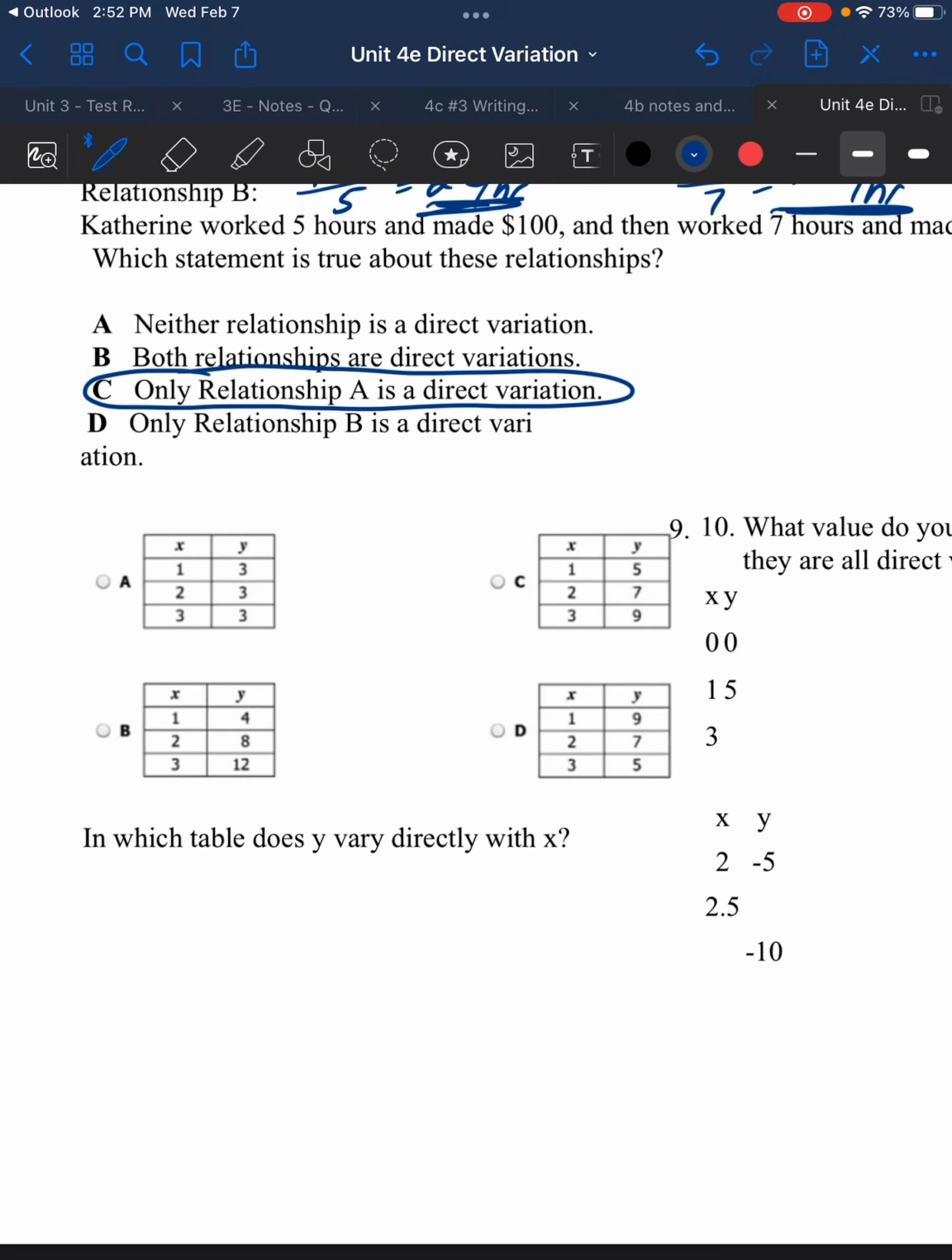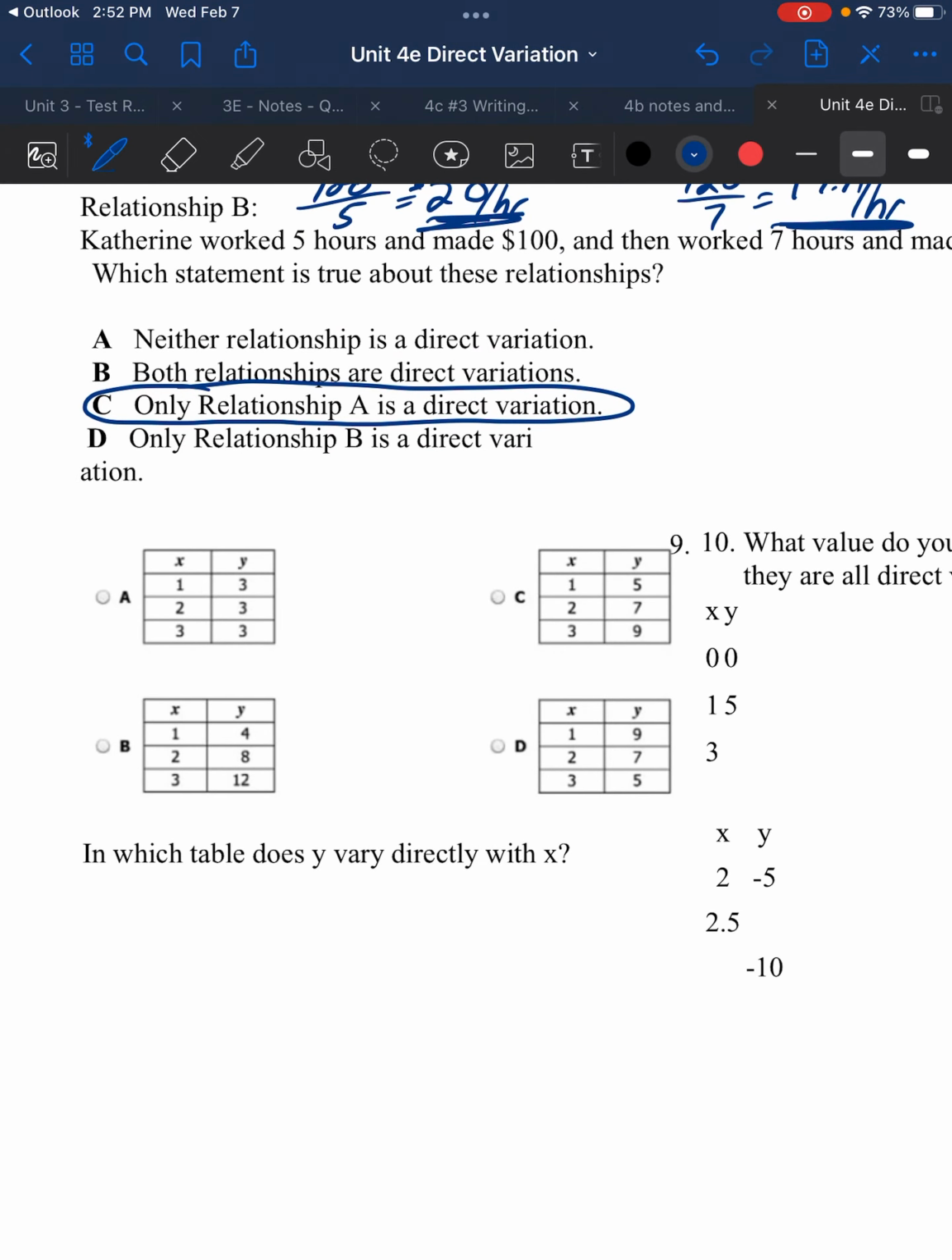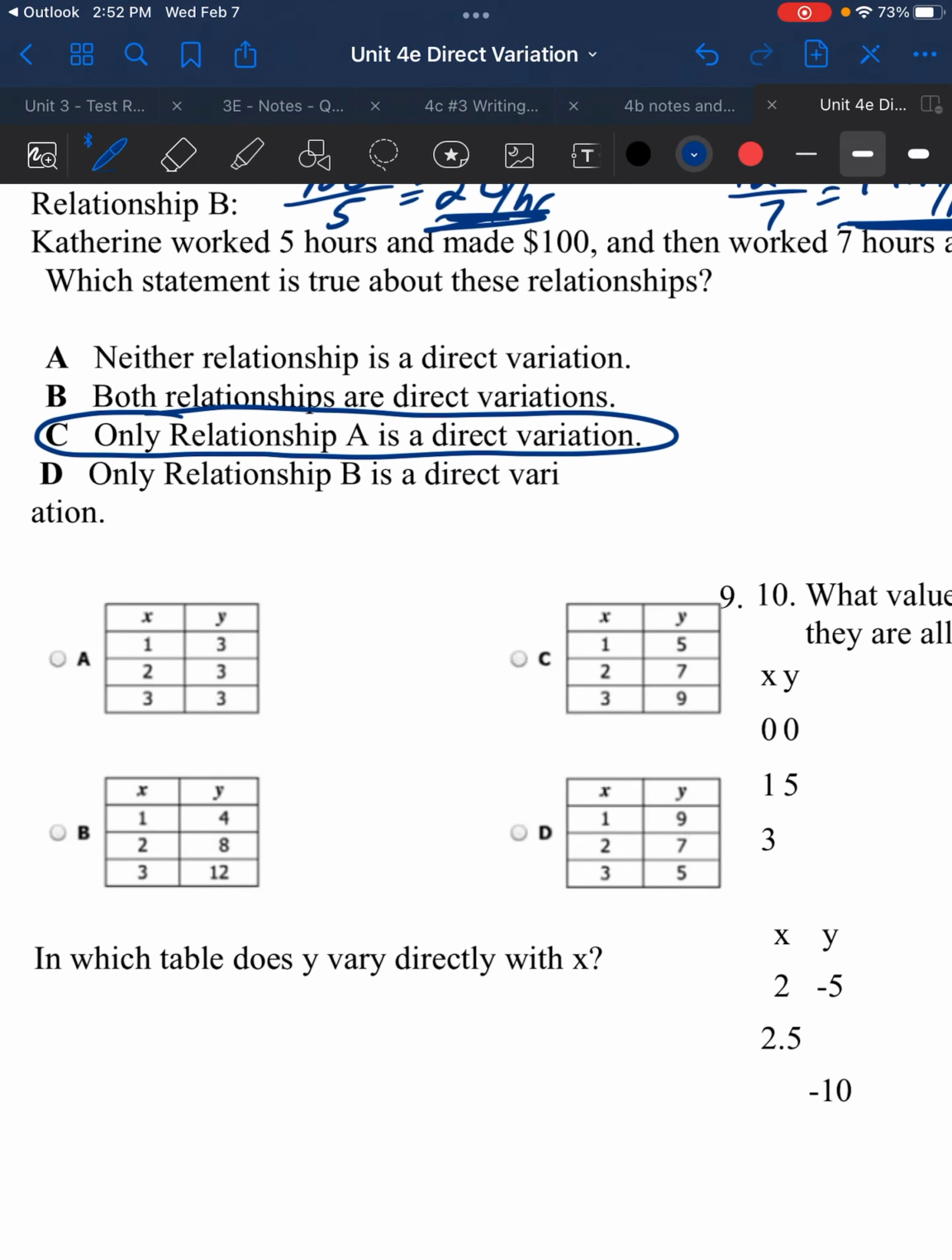All right, when it comes to tables, all we are doing is we're looking at the y divided by x. So y divided by x, and see if that stays the same. So 3 over 1, y divided by x. Is 3 over 1, that's 3. 3 divided by 2 is 3 over 2. 3 divided by 3 is 1. Those are not the same. So that's not a direct variation.